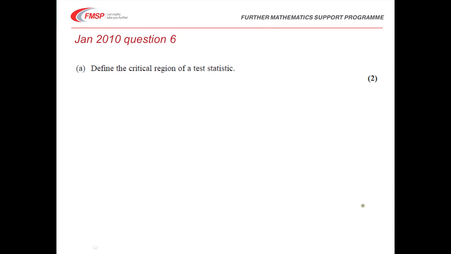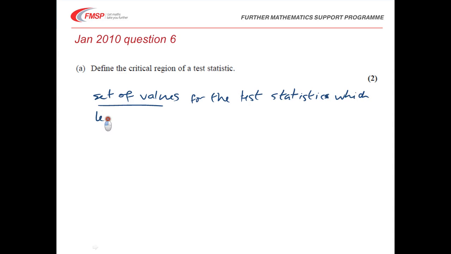So first of all, January 2010 question 6 starts off with a definition, and we're asked to define this thing called a critical region. And a critical region basically is the set of values for which your test statistic would lead you to reject your null hypothesis. So let's just formalize that. So it's the set of values. That's quite important. That's actually going to get you a mark. So it's the set of values for the test statistic, which is what comes from an experiment, which leads us to reject the null hypothesis. And we'll talk about these hypotheses in a little while.